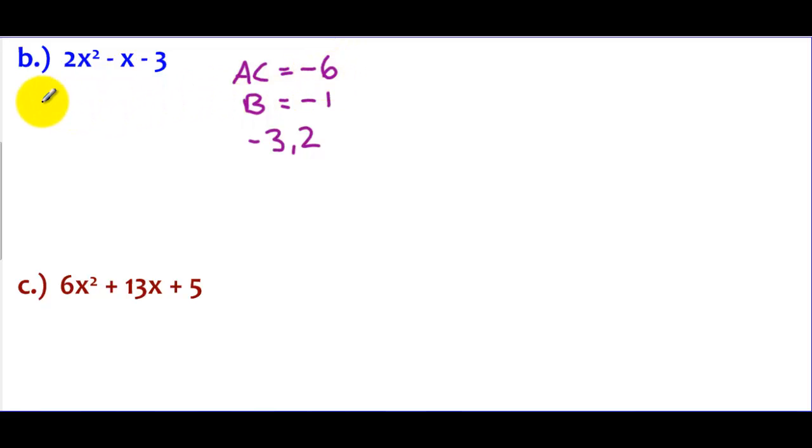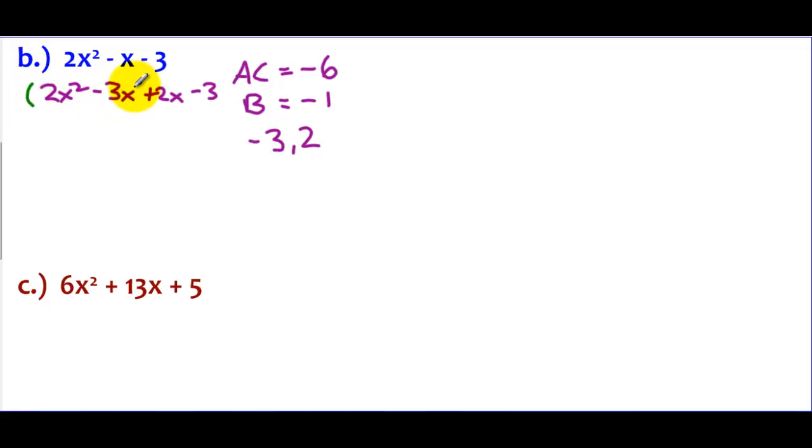So again, this pair of numbers is going to be used in order to split up the middle term. So instead of writing -1, I'm going to say, well, -3 plus 2 is the same as -1. So I can say -3x plus 2x minus 3. Okay? And I'm going to go through now and use the grouping method on these 4 terms.